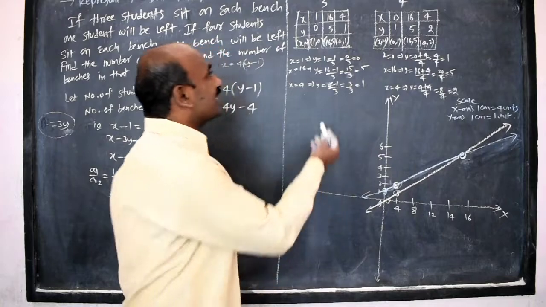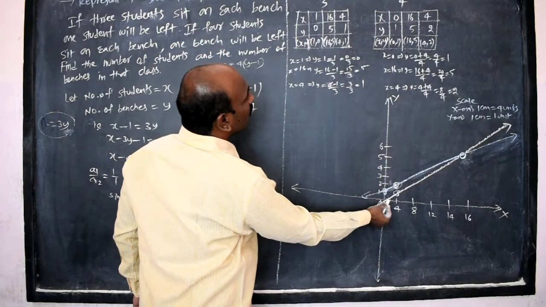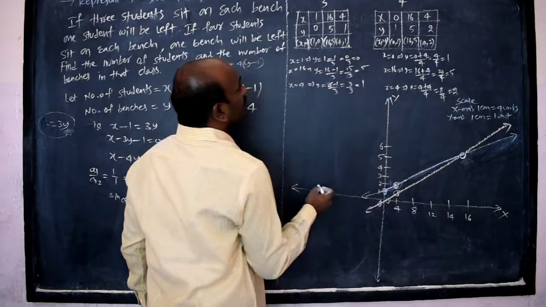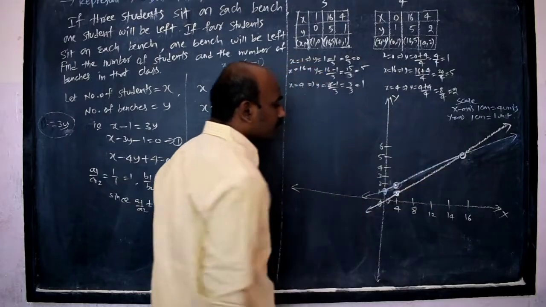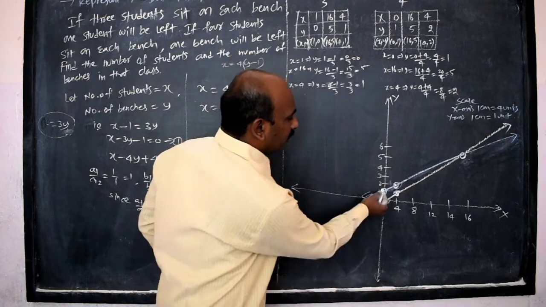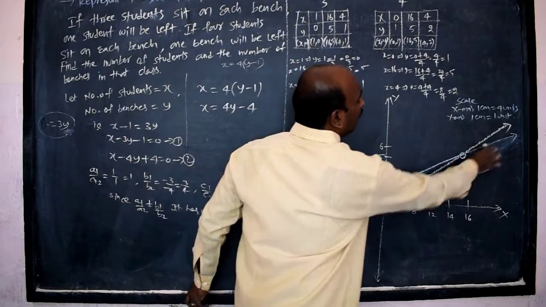Now plot the points. If x is 1, y is 0, the point lies on the x-axis. Then x is 16, y is 5, and x is 4, y is 1. You have to check and plot, and then we can draw the line. Next, if you take x is 0, y is 1, the point lies on the y-axis. With x is 16, y is 5, the same point, draw the line.